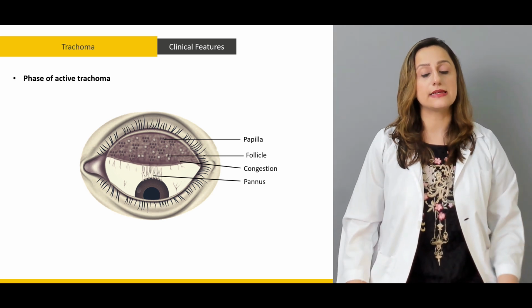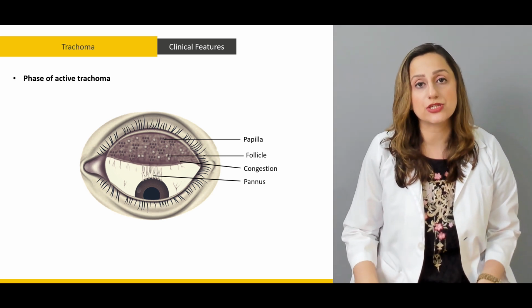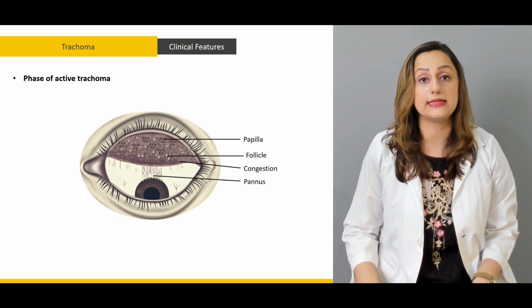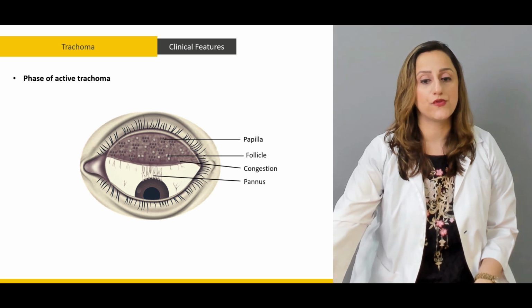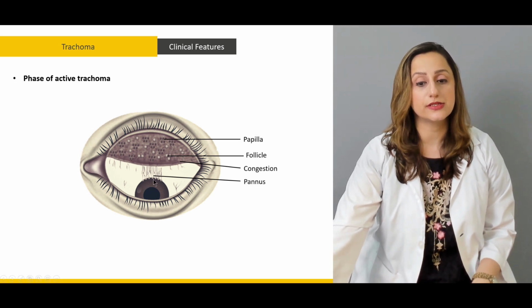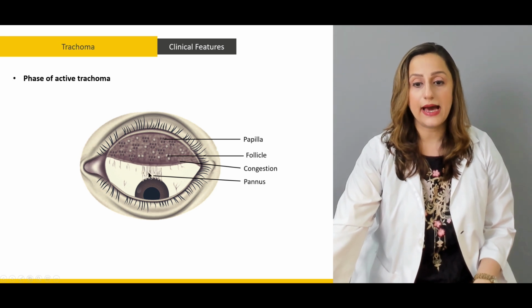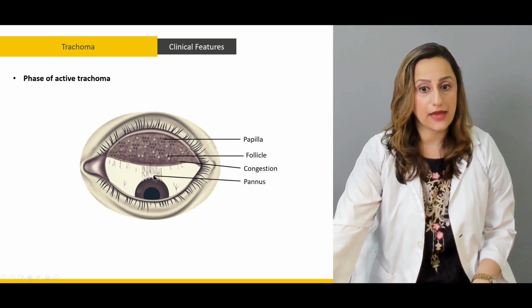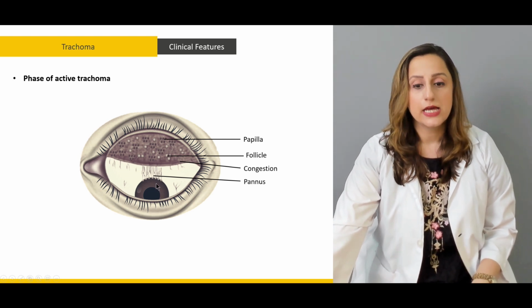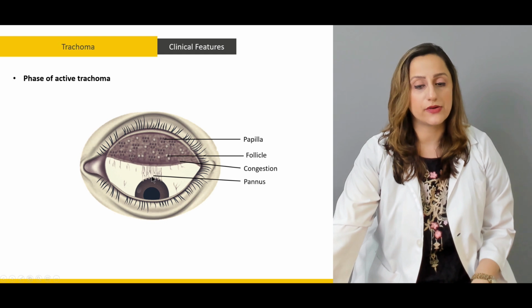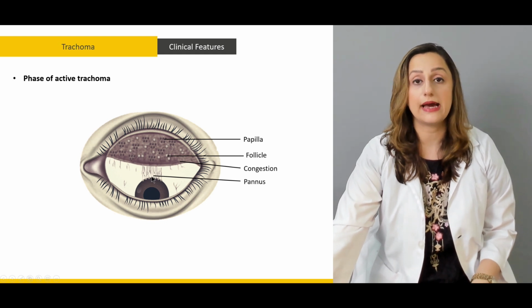Then there is neovascularization. This neovascularization is basically known as pannus formation. Pannus, as you can see over here, is basically the development of new vessels at the bulbar conjunctiva, just in proximal relation to the limbus. So there would be this neovascularization noted over here, and this is known as pannus formation.